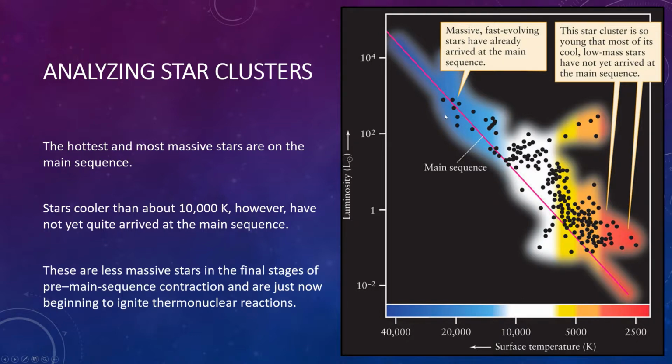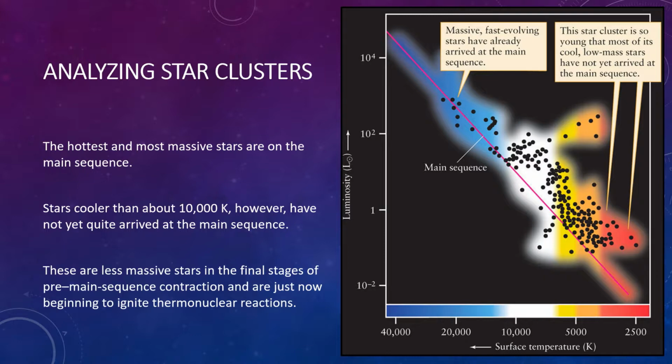Then stars cooler than about 10,000 degrees Kelvin, so anywhere basically white, yellow, orange, and red, any of those stars have not quite arrived on the main sequence. Some of them are there, but look at how many are not yet there. They haven't come down onto the main sequence yet. These are less massive stars in their final stages of pre-main sequence contraction and are just now beginning to ignite thermonuclear reactions at their centers.